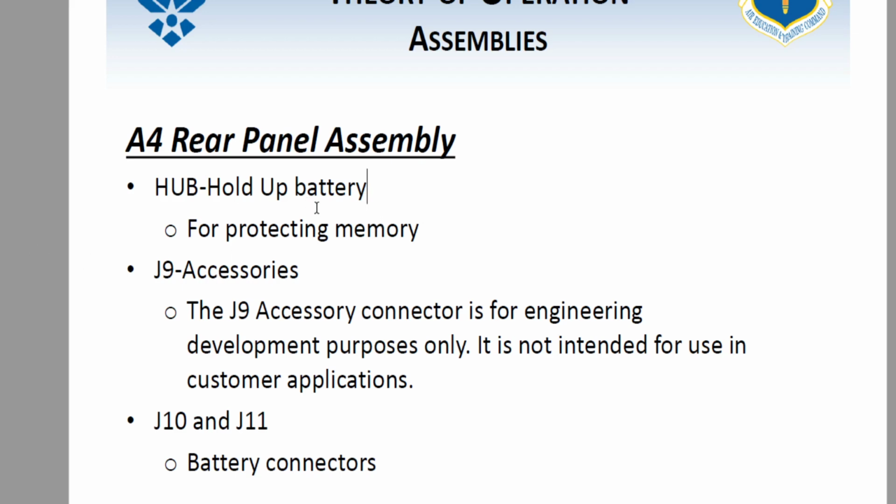So the A4 rear panel assembly holds the hub, the hold up battery. It's for protecting memory, like we said. And we'll talk about the J9 accessory port. The J9 accessory port is a connector for engineering development purposes only. It is not intended for use for customer application. Basically, don't touch it. You have something called the J6 accessory port on the front panel of the radio for you guys if you have to do any kind of accessory modification or anything like that for the radio.